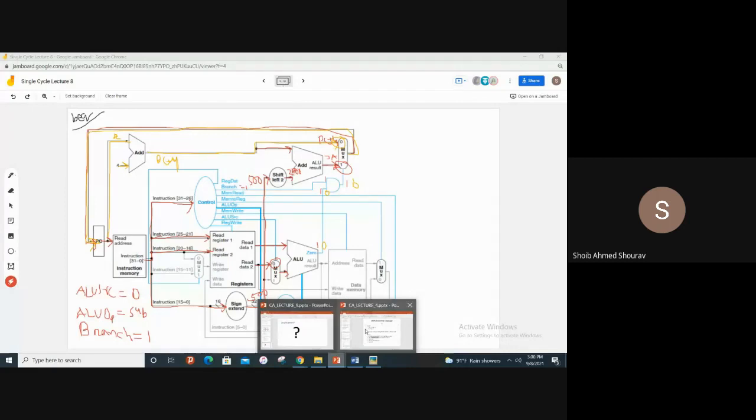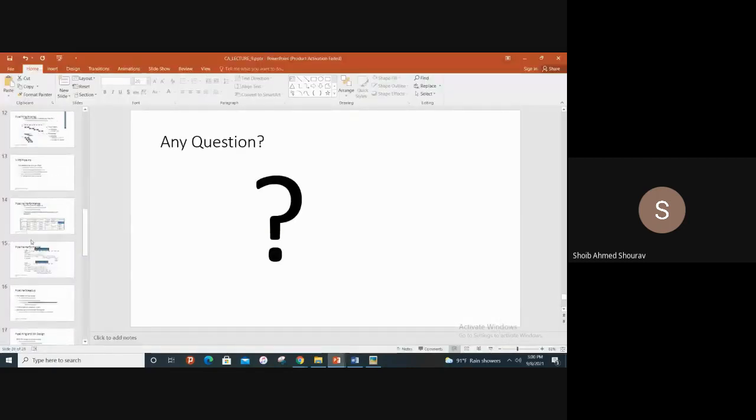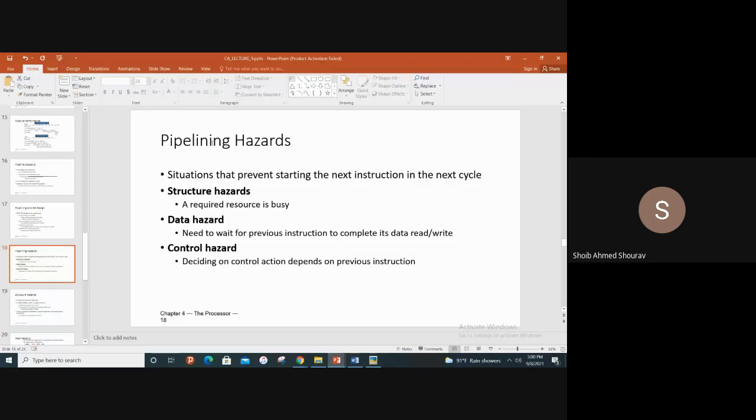Let me review these things a little bit for you. We started with this slide, pipelining hazard. Structural hazard is in the design, we cannot improve it. Control hazard we have seen for branch on equal or branch on not equal; the control action depends on the previous instruction like BEQ, BNE. We cannot improve that as well. But for data hazard, we can improve it with forwarding and code scheduling. These are all the things I wanted to show you for pipelining hazard. Is there any question?